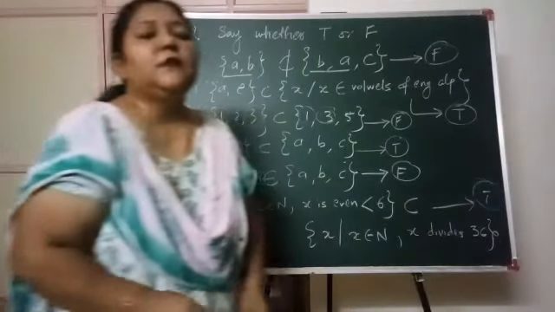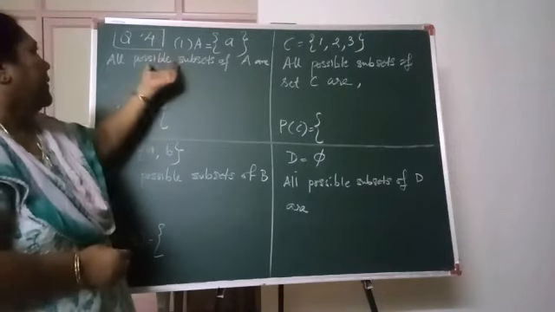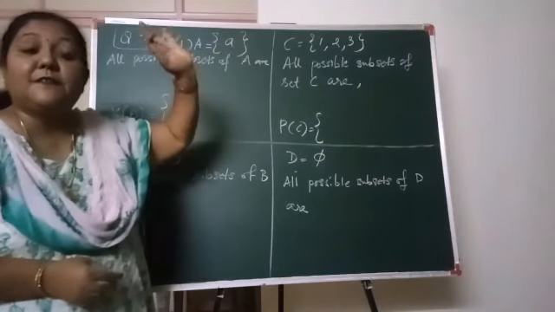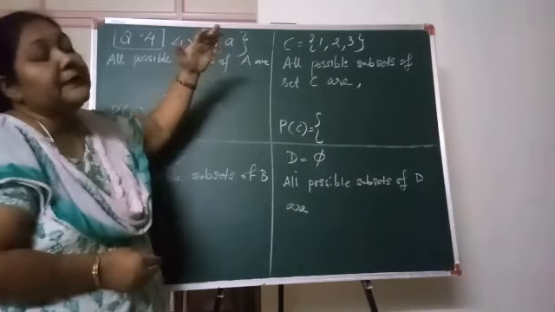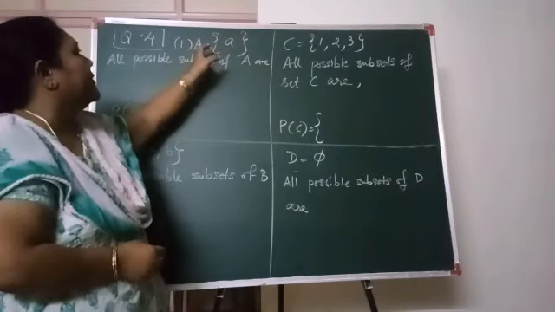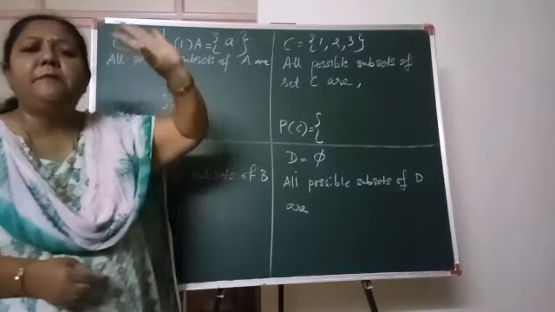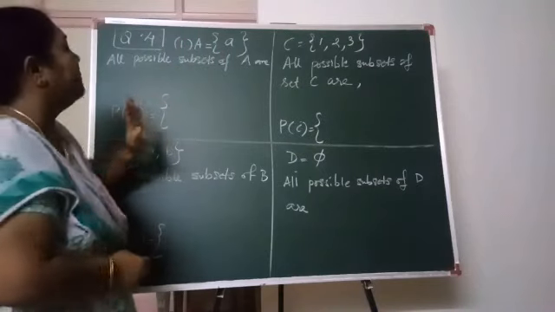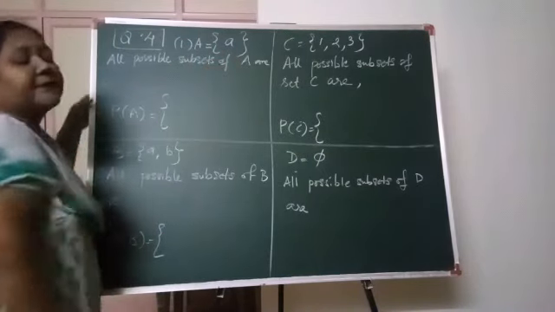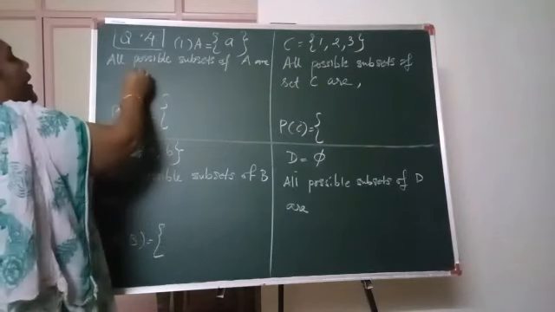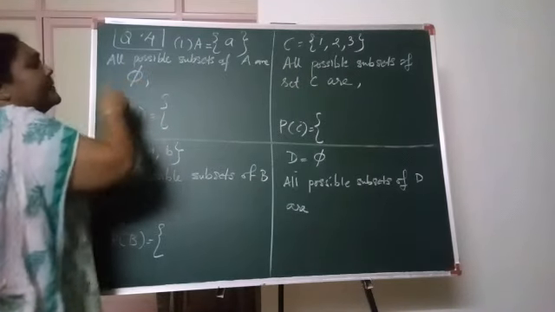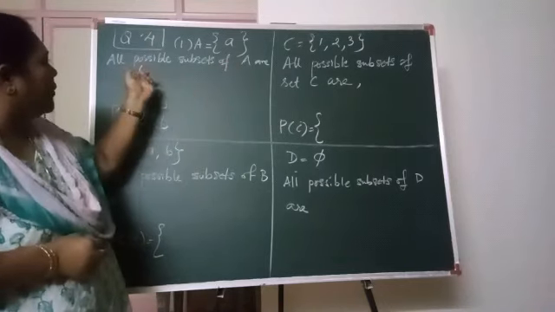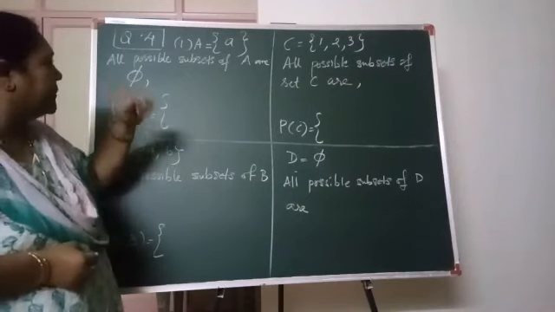This statement is a true statement. Okay, now the next question asks you to find all possible subsets of the given set. Set capital A contains only one member, and you are asked how many subsets are possible for capital A. All possible subsets of capital A are: empty set is a subset of each and every set. Whatever the set is, the empty set is the first subset of it, right?